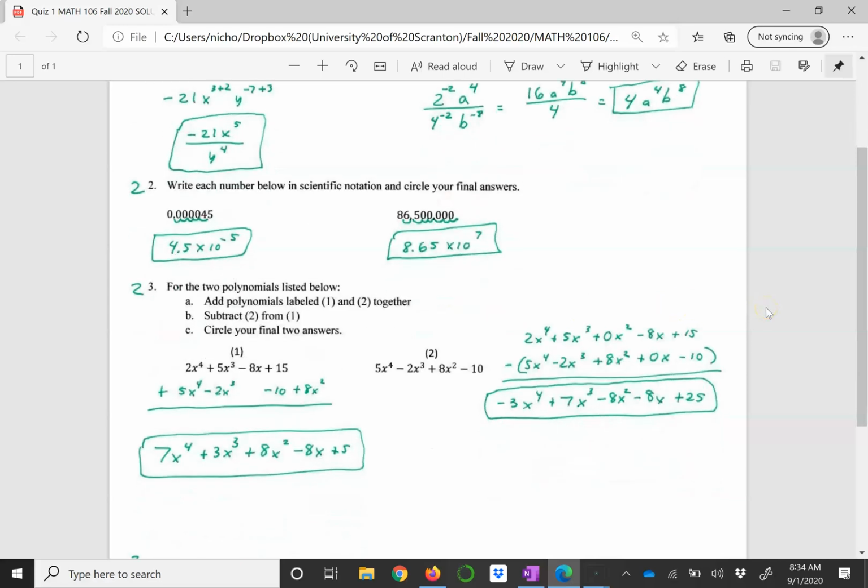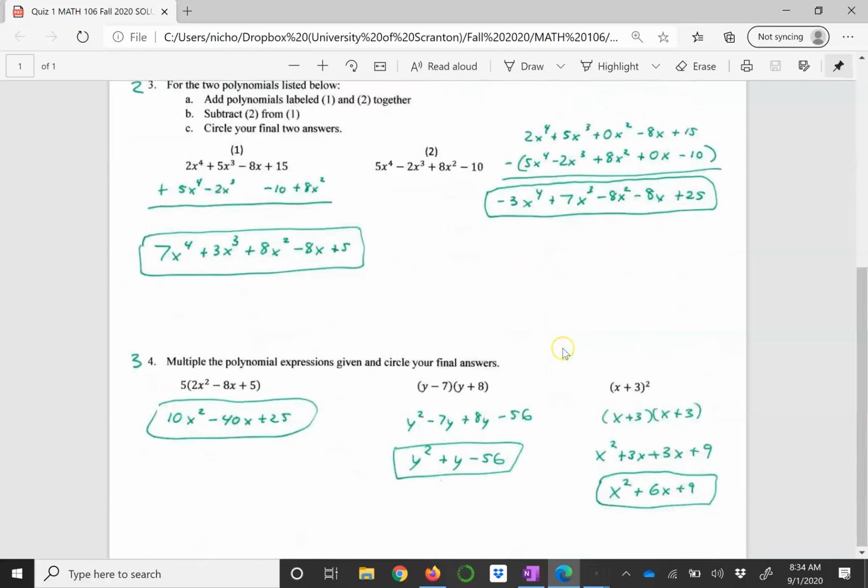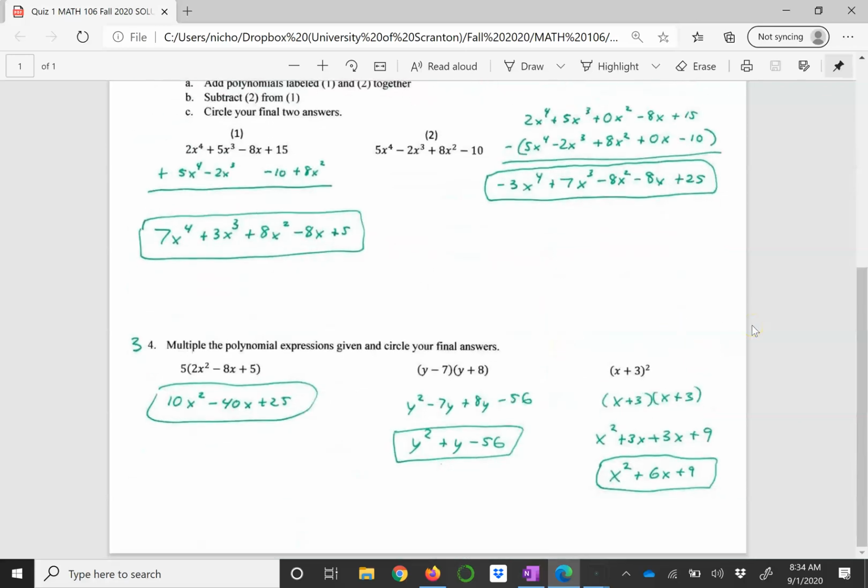And then number three, I just gave you two polynomials. I asked you to add them together and then subtract the second one from the first one. That's pretty straightforward. When you have a variable raised to the same power, you can add those two quantities together. And then lastly was making sure that you understood how to distribute when you're multiplying, and also FOIL, but also understanding that you can raise a binomial to another power. That just means you're multiplying the binomial by itself.